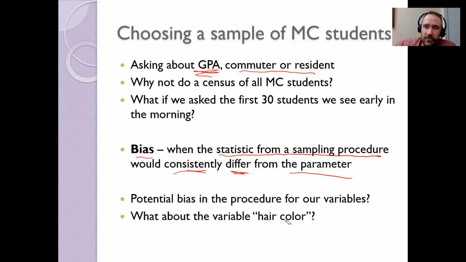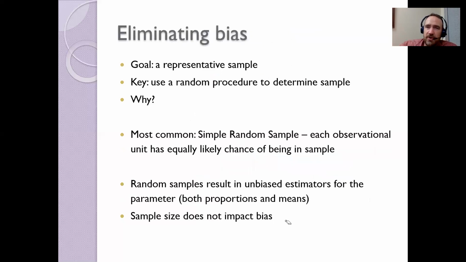Unfortunately, sometimes we're not aware of the kinds of things that would cause bias, and so statisticians have a gold standard for a way that they believe will do a good job of eliminating bias. Our goal is to eliminate bias and to get what we call a representative sample, that is a sample that represents the population really well. How can we get a representative sample? The key is to use a random procedure to get our sample, something that's truly random in the process.